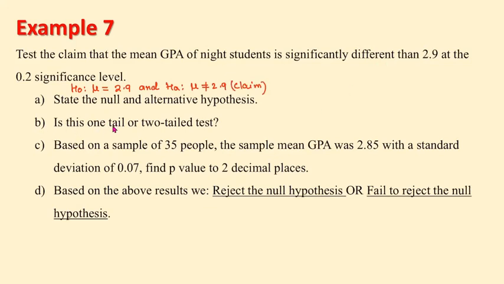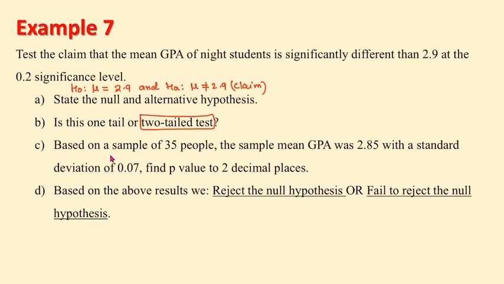Okay, is this a one-tail or two-tail test? Because we have a not equal to there, this is a two-tail test. This is a two-tail test because we have not equal to in the alternative hypothesis.